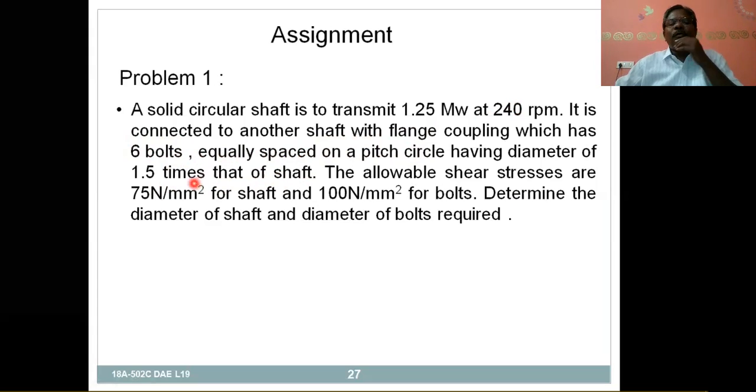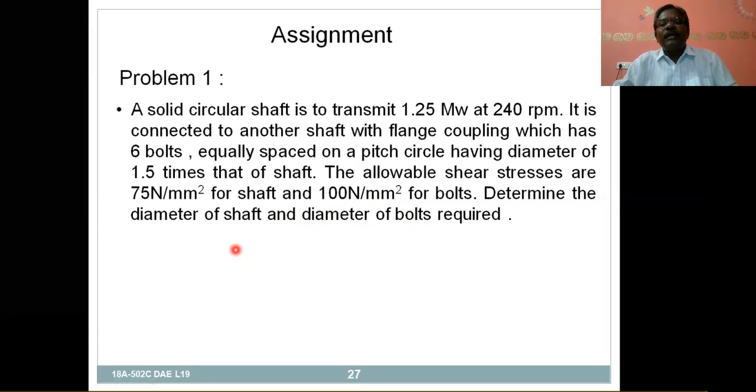So dP is equal to 1.5 D, and the allowable shear stresses are 75 newton per mm square for the shaft and 109 newtons per mm square for bolts. Determine the diameter of the shaft and the diameter of the bolts required. The diameter of the shaft is easy for us to solve.